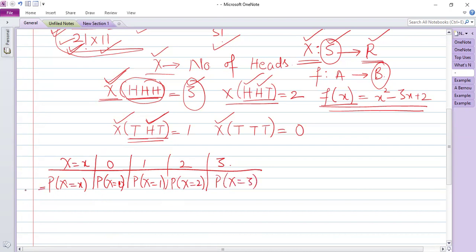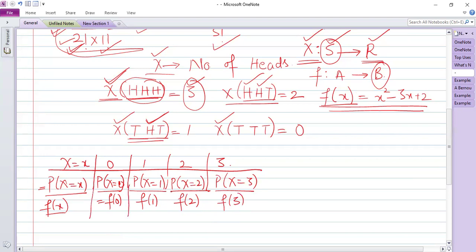Now, suppose I denote this probability by f at x. So obviously, this value is nothing but f at 0, this value is f at 1, this value is f at 2, and this is f at 3. Now, what are these values? First of all, the probability that x is 0, meaning the probability that there are 0 heads, is nothing but 1 by 8.